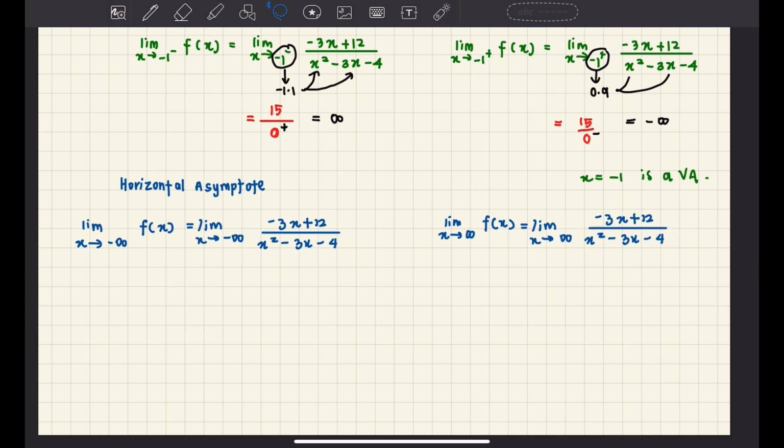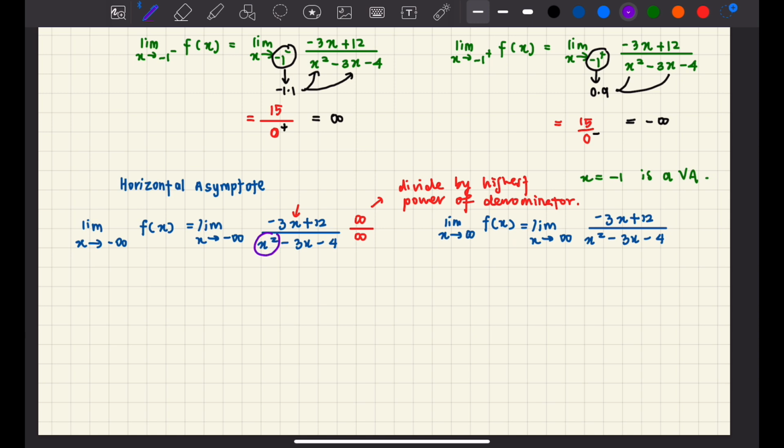Let's do this question. So when we substitute negative infinity into our expression, we get positive infinity here, plus 12, we get positive infinity also. And in the denominator we also get infinity. Remember, for the case of infinity over infinity, what we need to do is divide by the highest power of the denominator. Our highest power of the denominator is x squared here. So we are dividing every term in this expression by x squared.